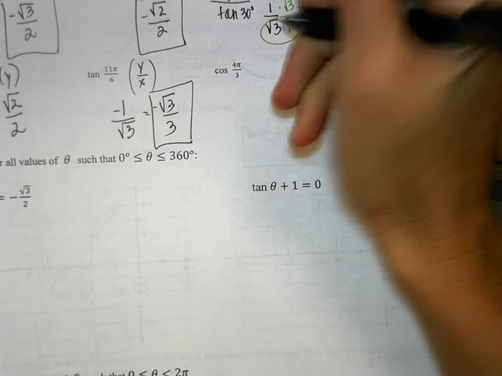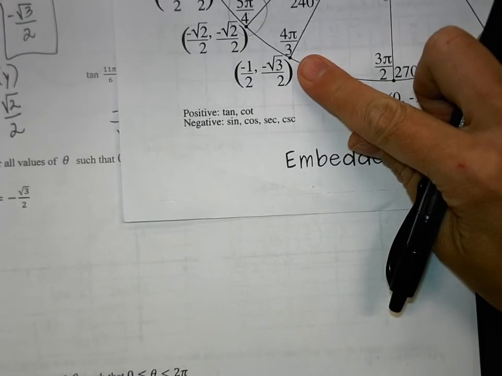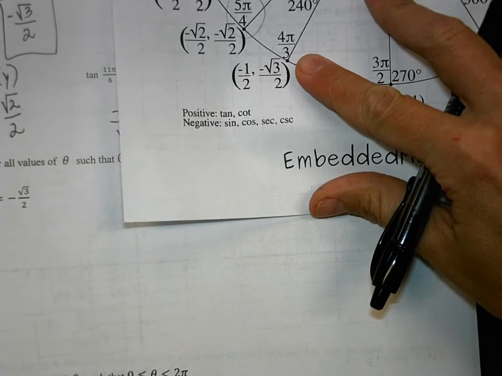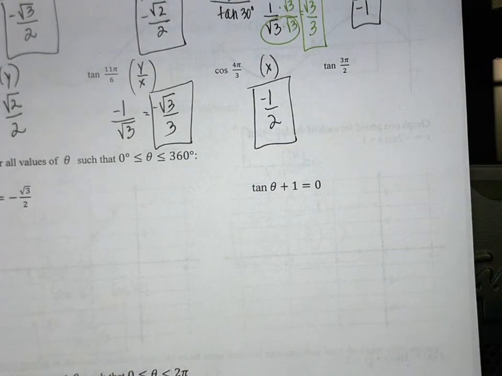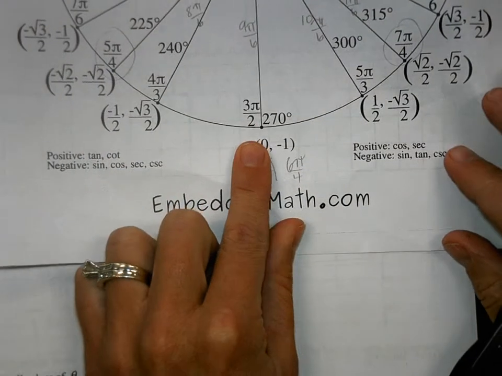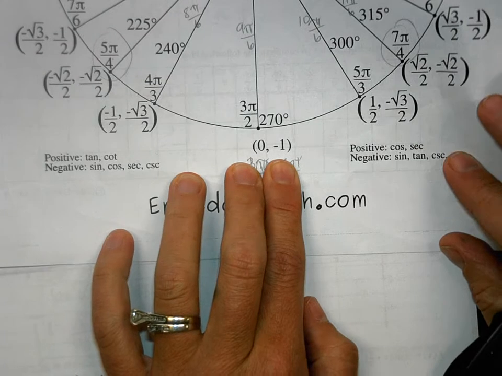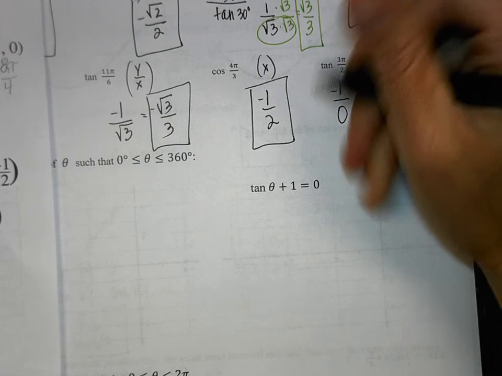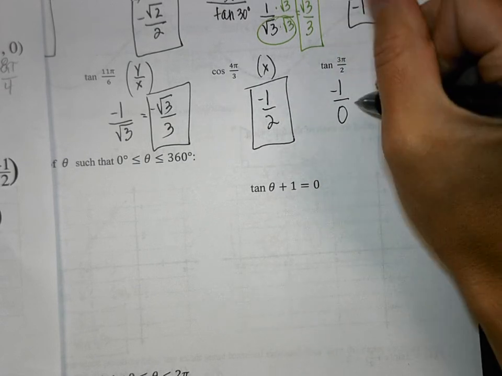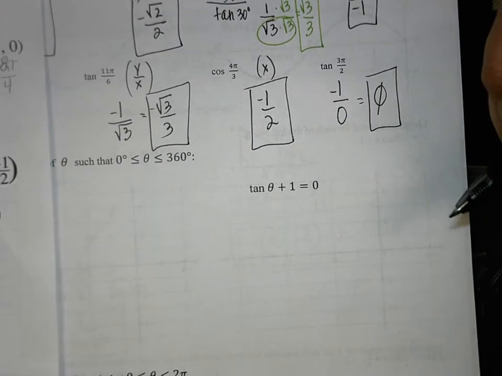Okay, cosine is dealing with x. 4 pi over 3. And it'll be what? Negative 1/2. Okay, and then we have tangent, which is 3 pi over 2. Okay, so tangent is what? Y over x. So that means we're going to write what? Good. Very good. Negative 1 over 0, but you can't have a 0 in the denominator, so that answer is no solution. If you had a 0 on top, then the answer would just be 0, and there is a difference between them.